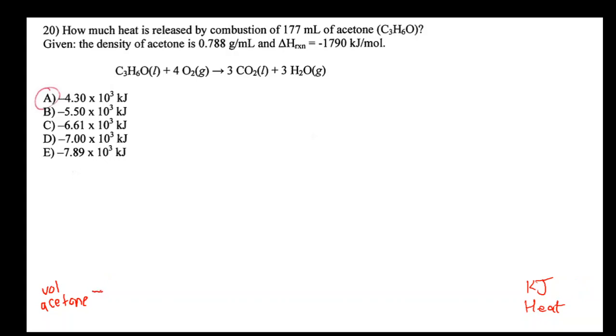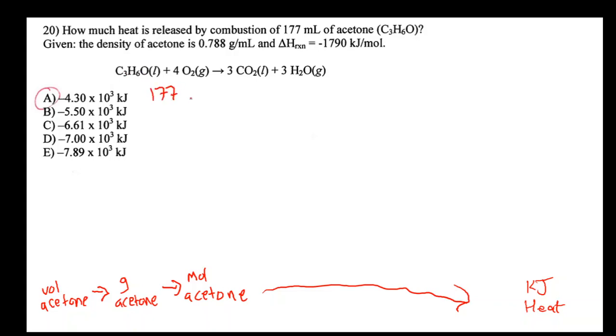One thing we can do is they gave us a density, so we can go from a volume of acetone to grams of acetone. And then once we know the grams, we can go to moles of acetone, because they gave us the chemical formula, so we can calculate a unit conversion for that. And then since we know the heat of reaction, we can go from moles of acetone to kilojoules of heat. Alright, so let's start with this. They said we have 177 milliliters of acetone.